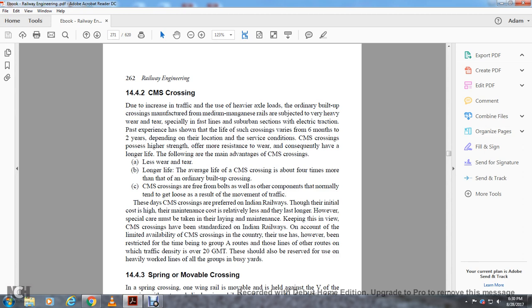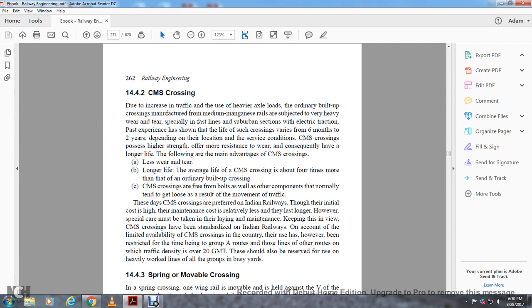These days, the CMS crossing is preferred on Indian Railways. Although the initial cost of the crossing is high, the maintenance cost is relatively less, and it lasts longer. However, special care should be taken in its maintenance. The CMS crossing has been standardized on Indian Railways, but on account of its limited availability in the country, its use has been restricted for the time being.